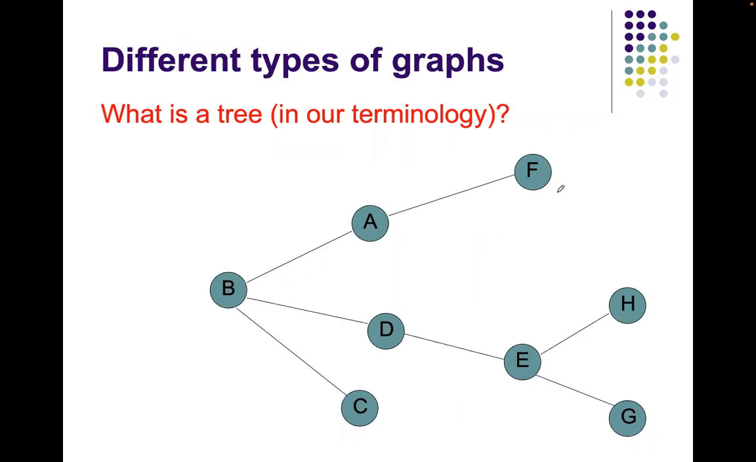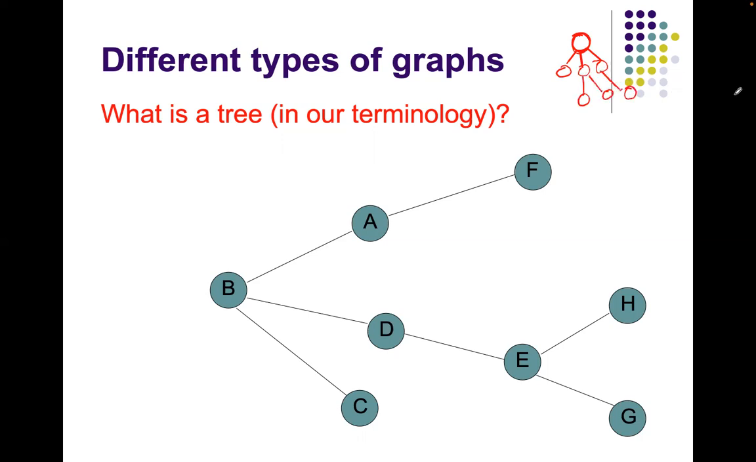So let's talk about different types of graphs. One type of graph we're already familiar with is known as a tree. So think about a tree. What is a tree? A tree has a root. The root is the node that doesn't have any parent, and each node can have some children. A leaf node is one that does not have any children.